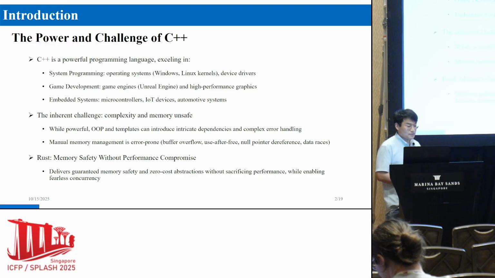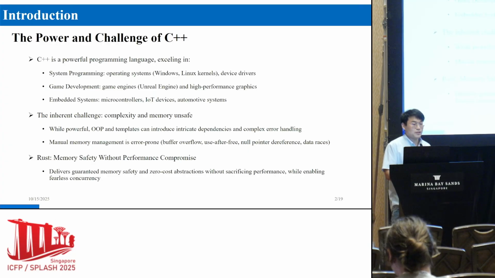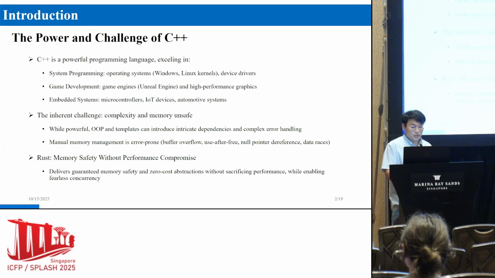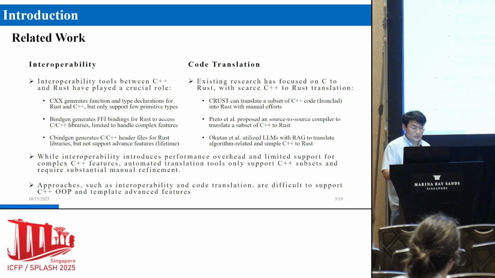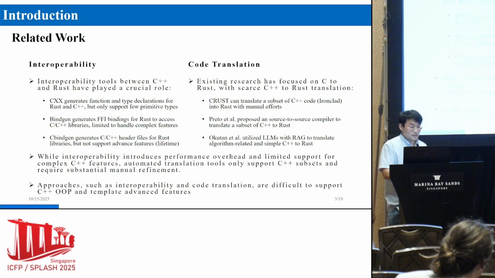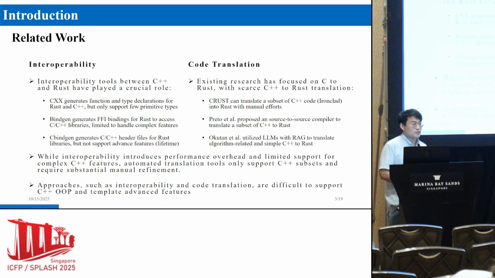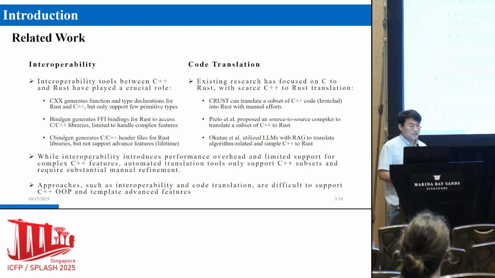And now Rust comes into the picture. We found that Rust offers memory safety without performance compromise, as it has zero-cost abstraction. And Rust can guarantee memory safety using ownership and lifetime checking. Thus, we have a lot of research working on the C++ to Rust ecosystem, such as interoperability and code translation.